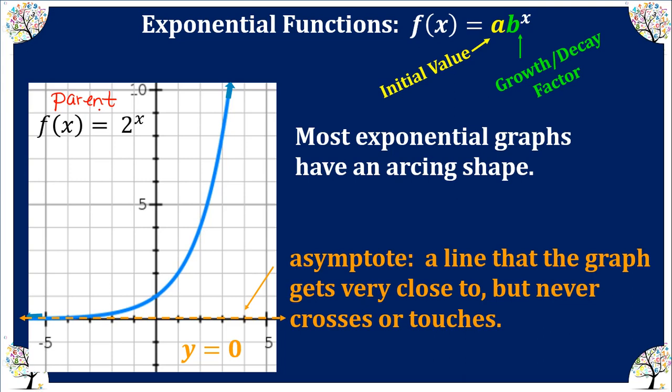All exponential functions have an understood asymptote, which is a line that the graph gets very close to but never touches or crosses. In this example, our parent function, f of x equals a b to the x, our very simple exponential equation, our asymptote is always going to be y equals 0. So our graph is never going to go past y equals 0.